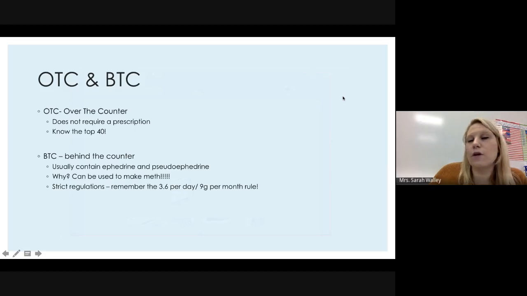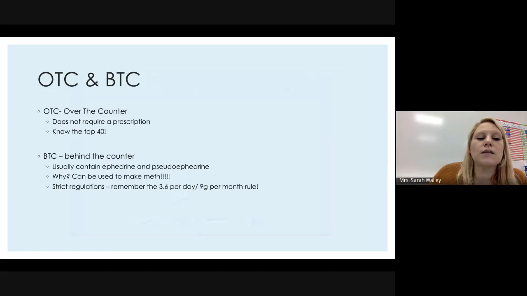OTC versus BTC, we've already talked about this, but it's just a review. OTC is over the counter, doesn't require a prescription. In Chapter 3, it does give you a list of the top 40 OTCs, so you do need to know those. And then BTC is behind the counter.